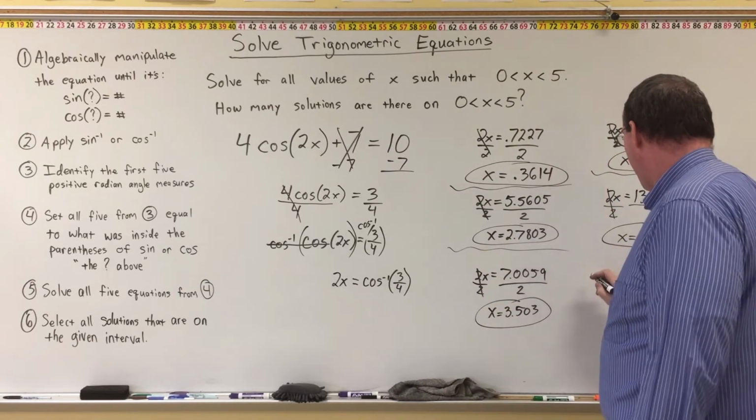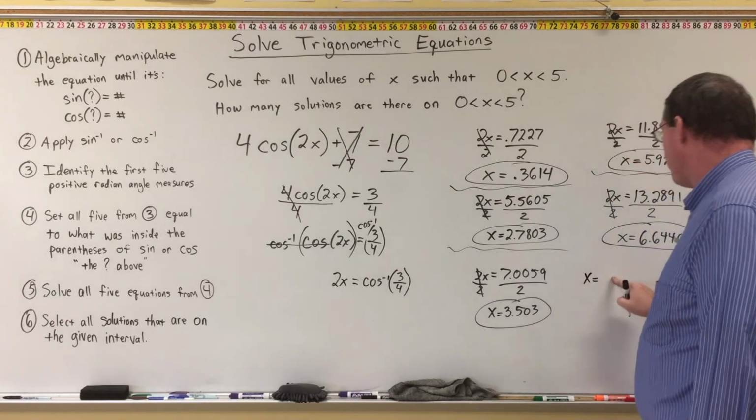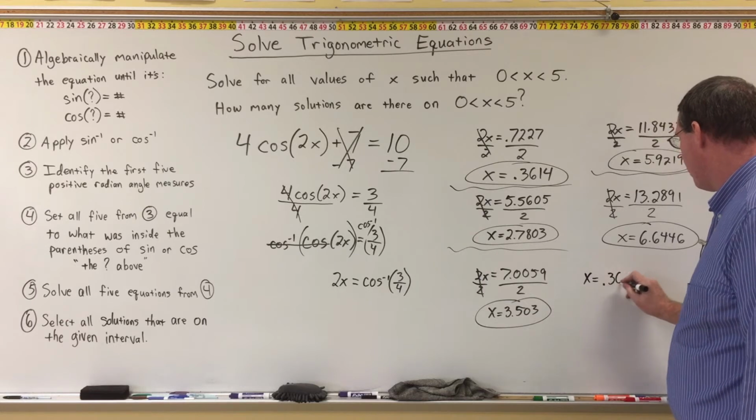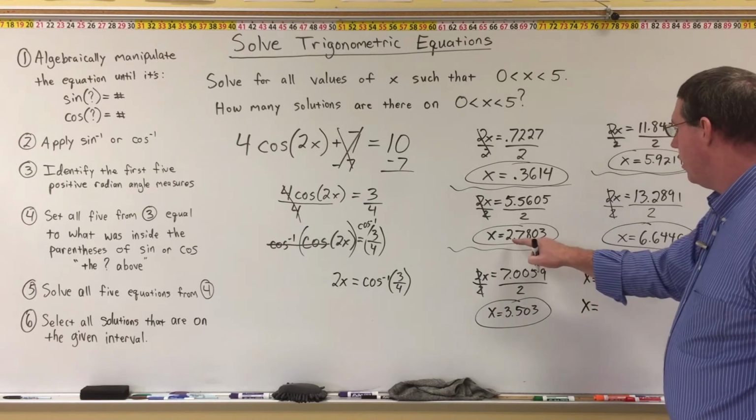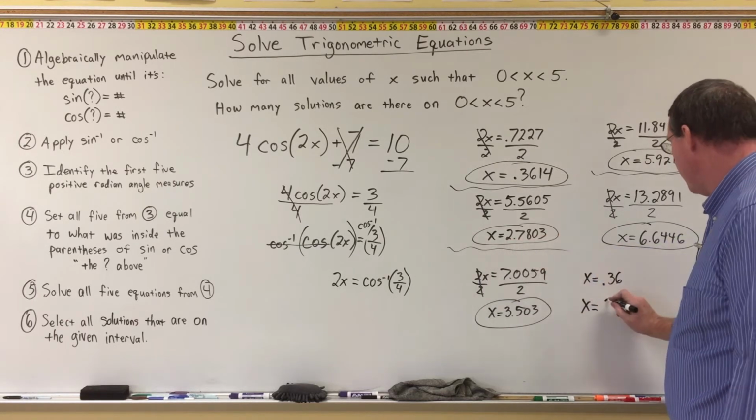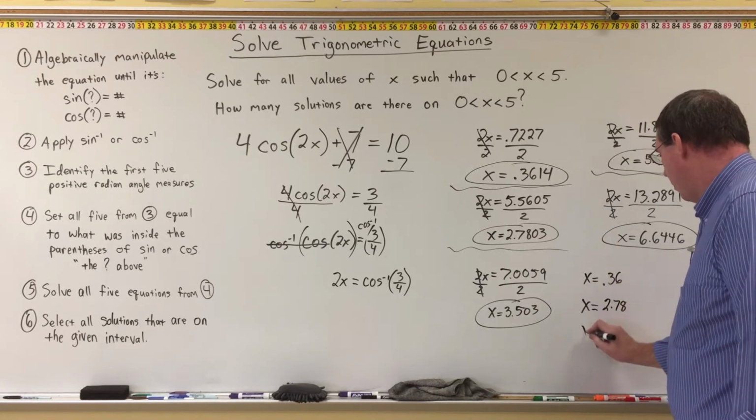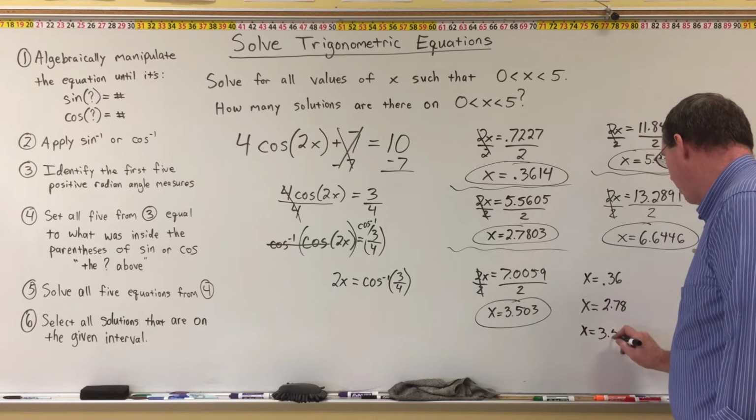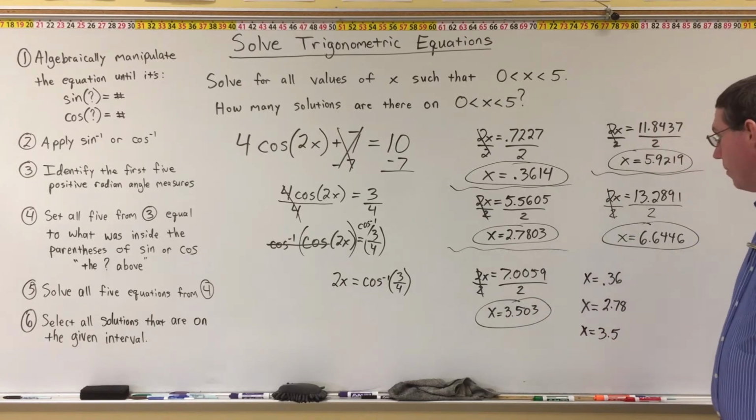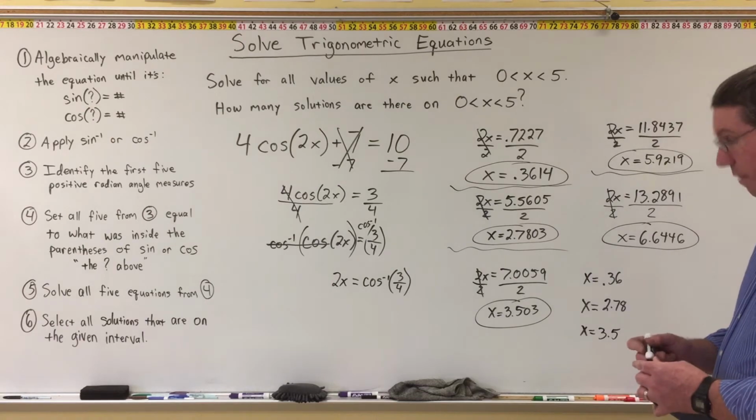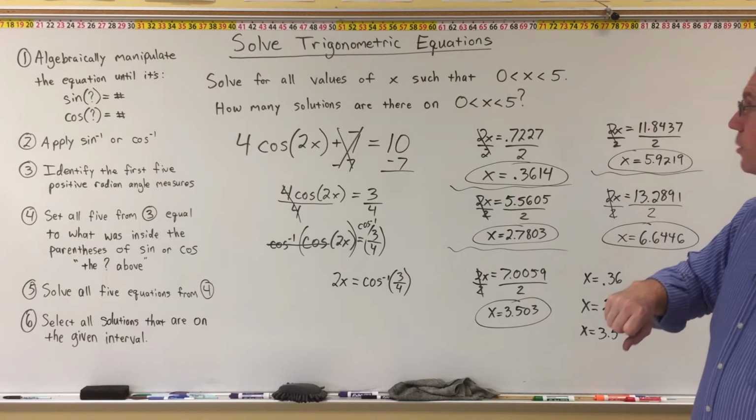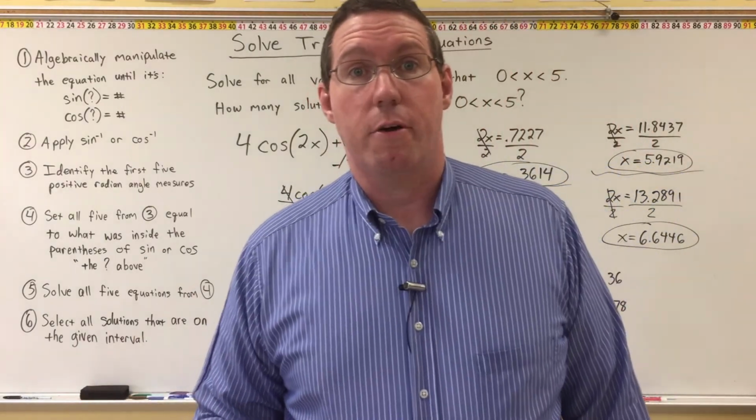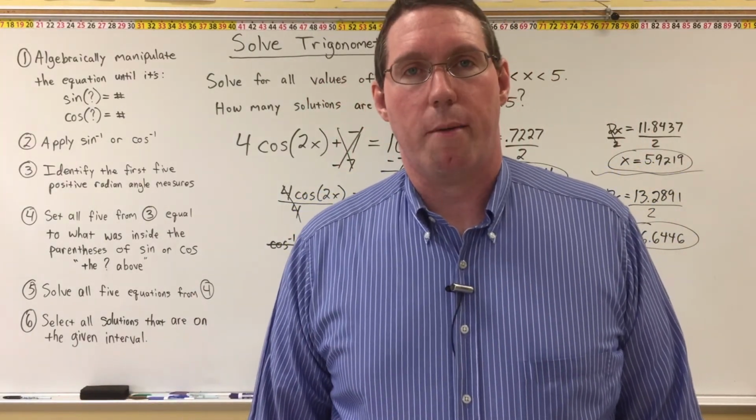you're going to enter x equals, and then there's going to be a box. And you're going to put, this one's going to be 0.36. The second one is going to be 2.78. And the third one is going to be 3.5 or 3.50, but I would just put in 3.5, okay? And then we have succeeded in solving this trigonometric equation for all of the solutions that are between 0 and 5, okay? I think we should do at least a couple more examples.